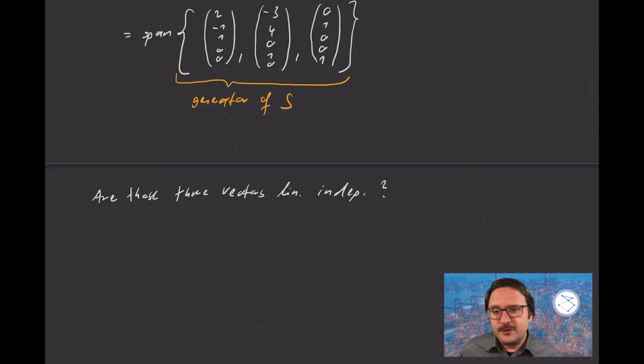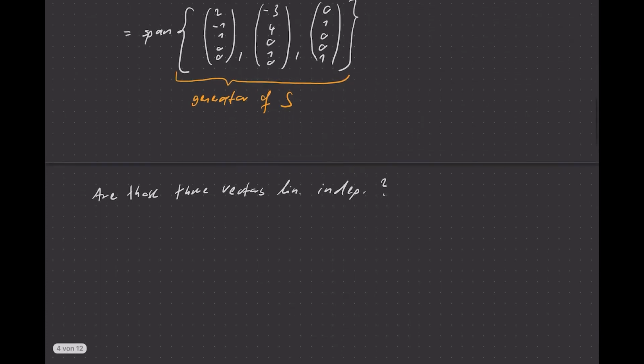Well, to check that, what we need to do is see if we can combine the zero vector in a different way from taking 0 times each of those three vectors. So we set up an arbitrary linear combination that gives the zero vector and then see if there is a solution other than setting all the coefficients to 0.